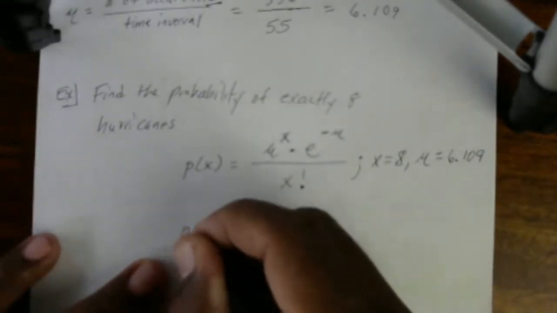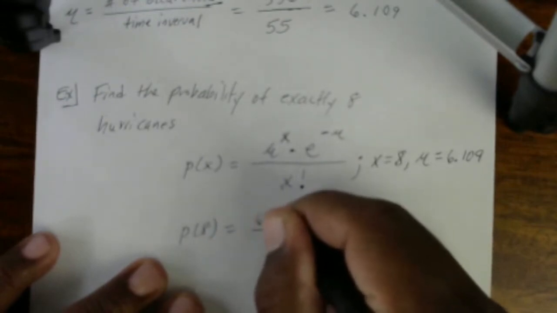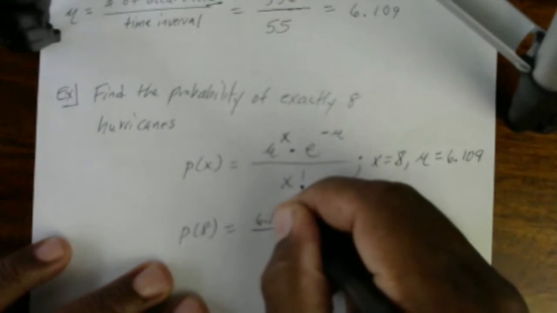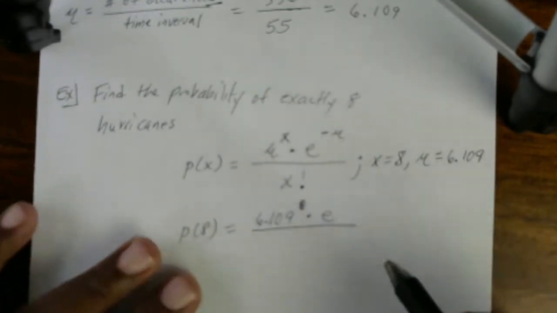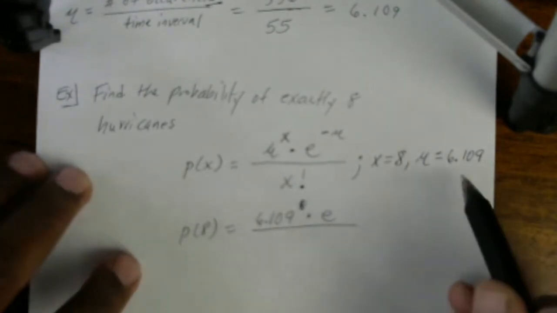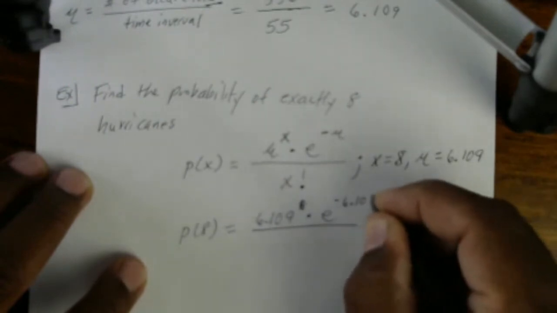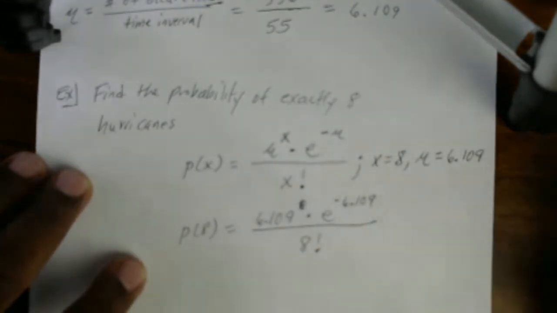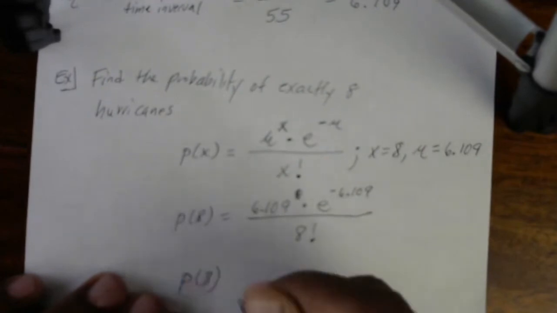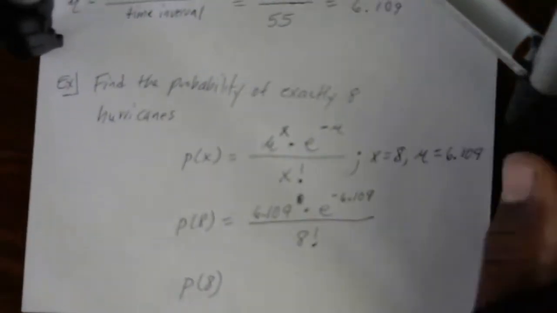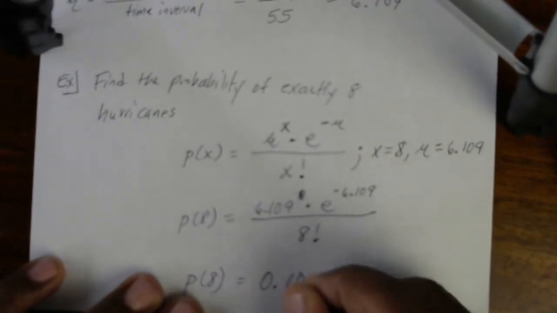So I'm going to write this out as P of 8 is equal to mu, which is 6.109, raised to the 8th power, times e, so remember e is that 2.718 number, raised to the negative mu, so that's negative 6.109, and we're going to divide that by 8 factorial. When I calculate that on my calculator, I believe you should get 0.106.